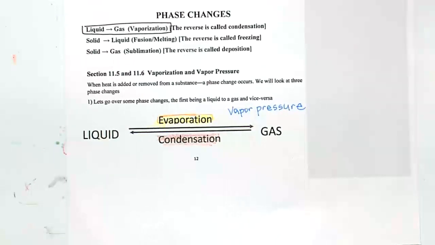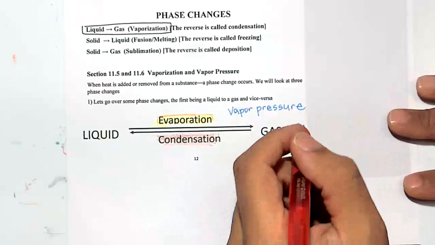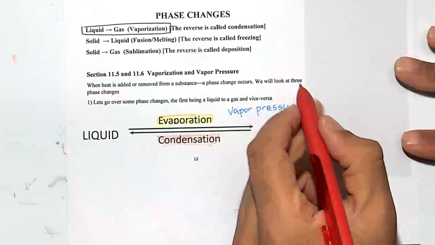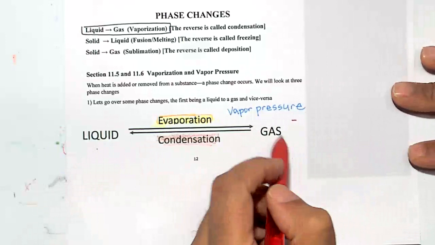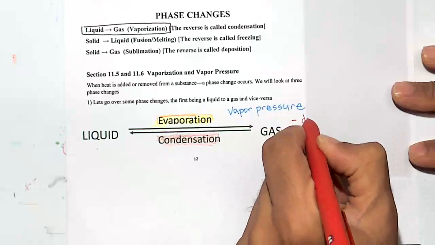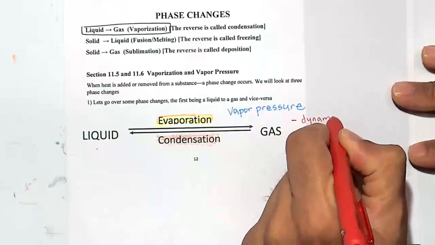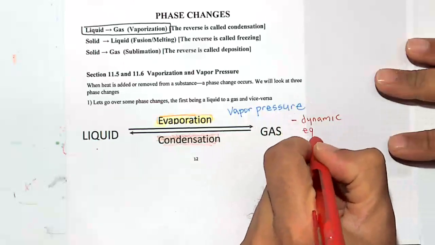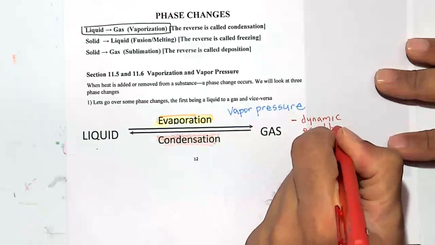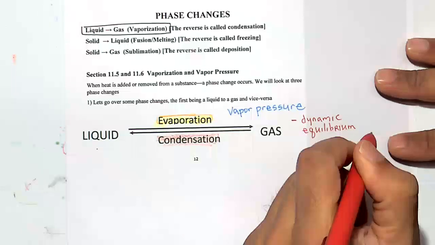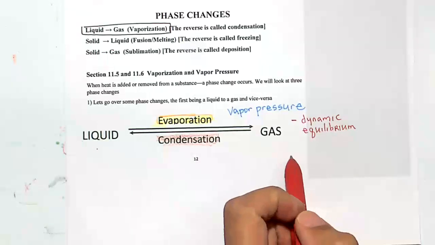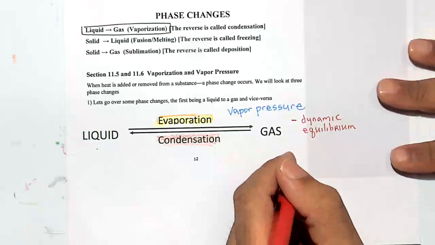Vapor pressure. Let me try to define vapor pressure here. Vapor pressure, first of all, is a back and forth. This back and forth, liquid to gas, gas to liquid, I'm going to call it a dynamic equilibrium. We're going to go back and forth between liquid to a gas and a gas to a liquid.